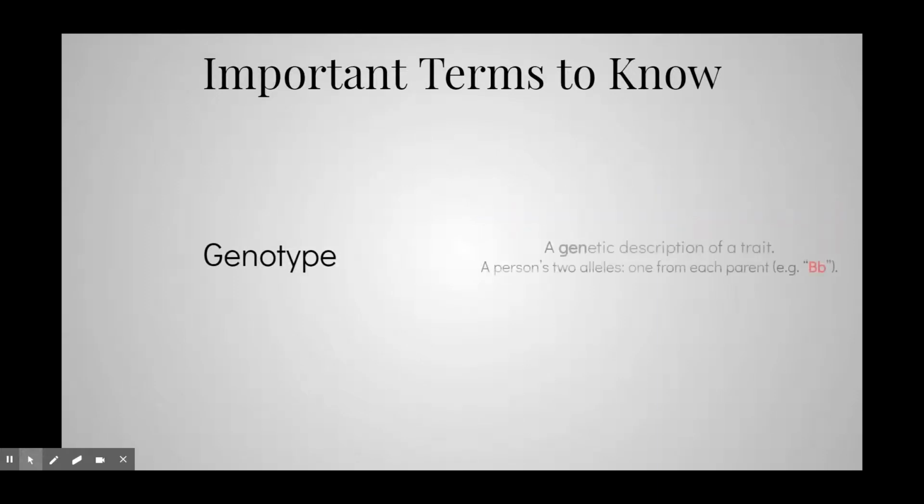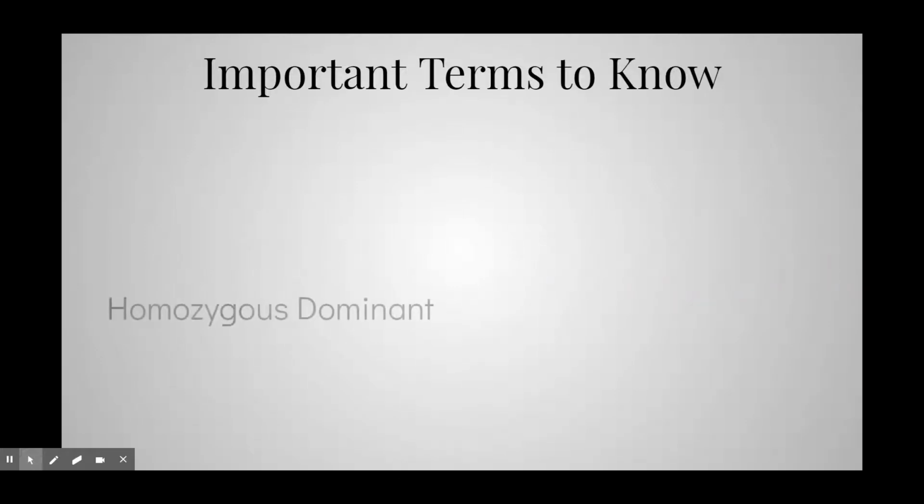A genotype, instead of being a physical description, is the genetic description of a trait. This is a person's two alleles. Each person gets one allele from each of their parents. We get one copy from each of our parents. So for example, we might have two alleles that are different sizes, capital and lowercase, capital B, lowercase b. We'll talk about that shortly.